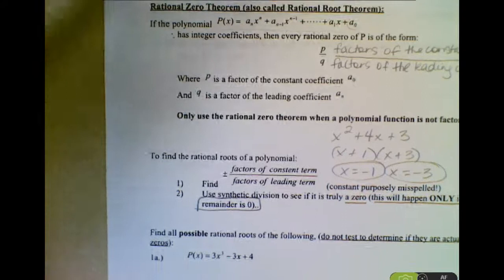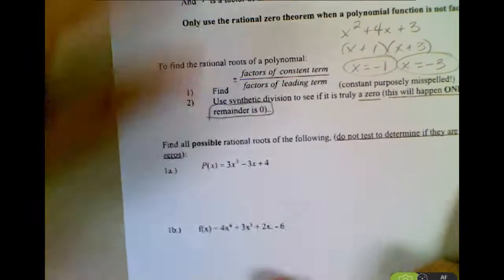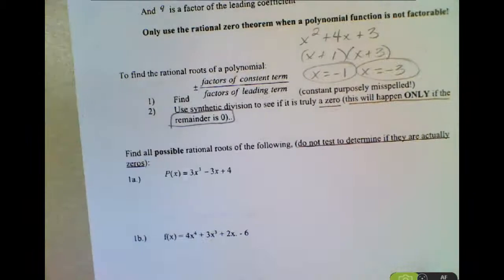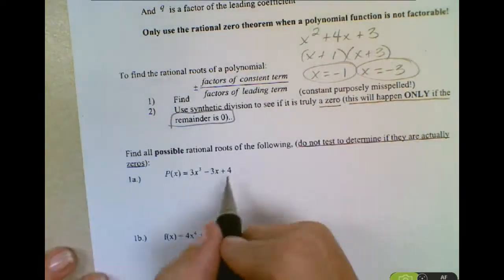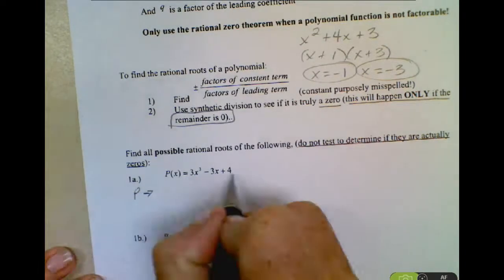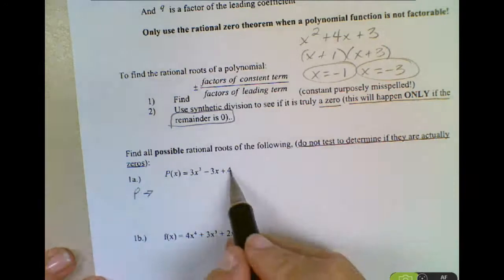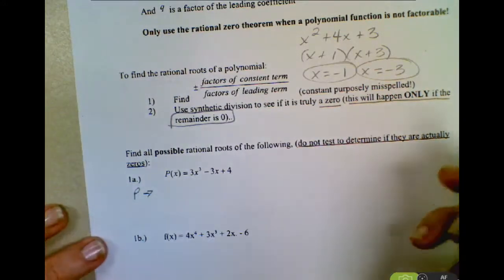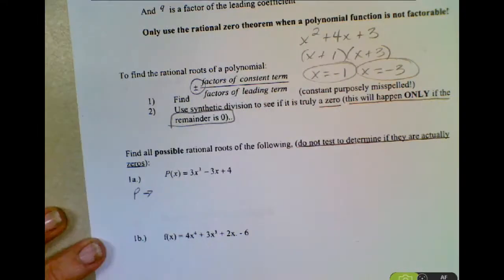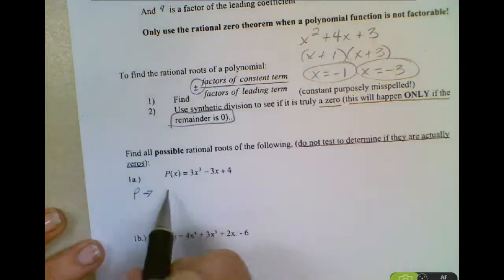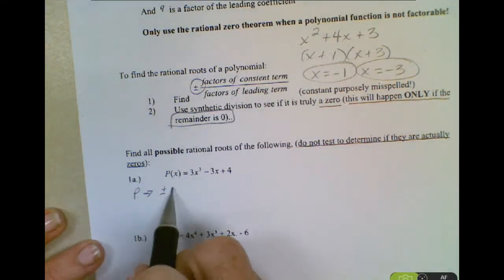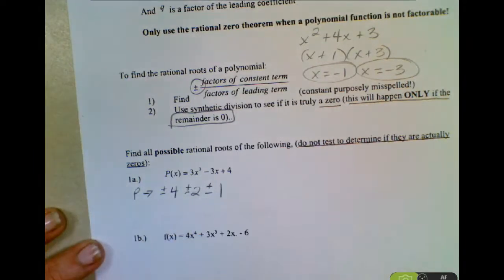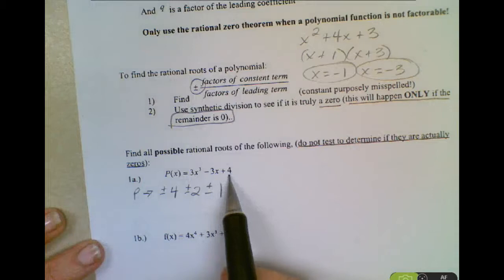So let's go down to find all the possible rational roots. We're not actually testing these to see if they actually are zeros. We're just going to write them down. So this is what I'd like to do. All of our p values are all the factors of our constant, which in this case is 4. You have to include positive and negative factors. So the easiest way we're going to do this is plus or minus 4, plus or minus 2, and plus or minus 1. So the factors of 4 are 4, 2, and 1.